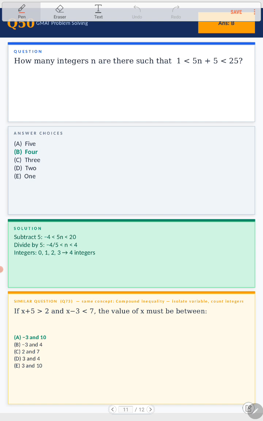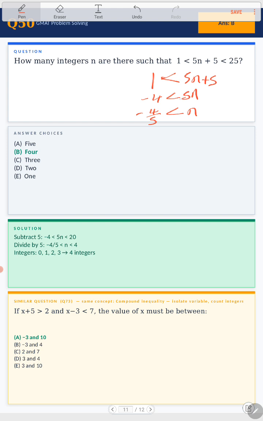How many integers are here? So first, make these two equations. I don't know if you are following this solution here. But remember, there is this: 1 is less than 5n plus 5. Then if you solve this, we have minus 4 is less than 5n, or minus 4 over 5 is less than n.